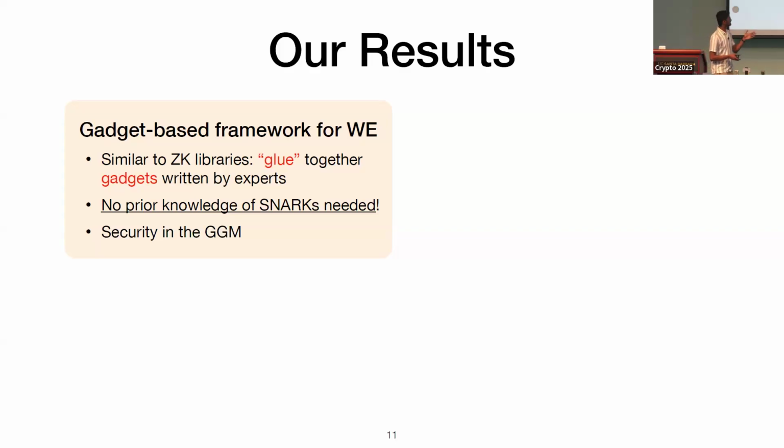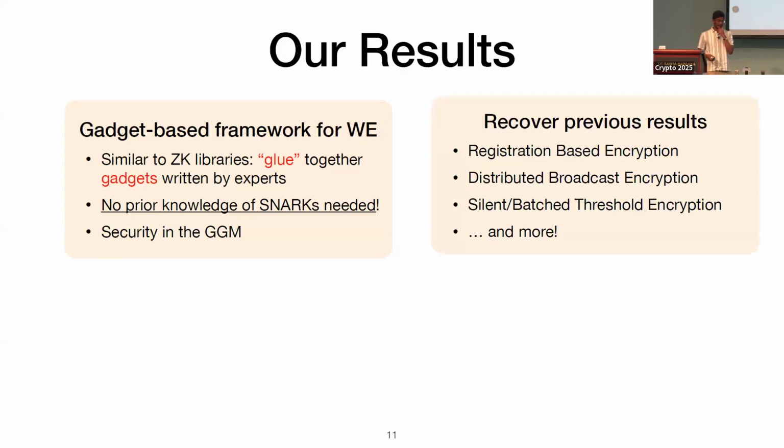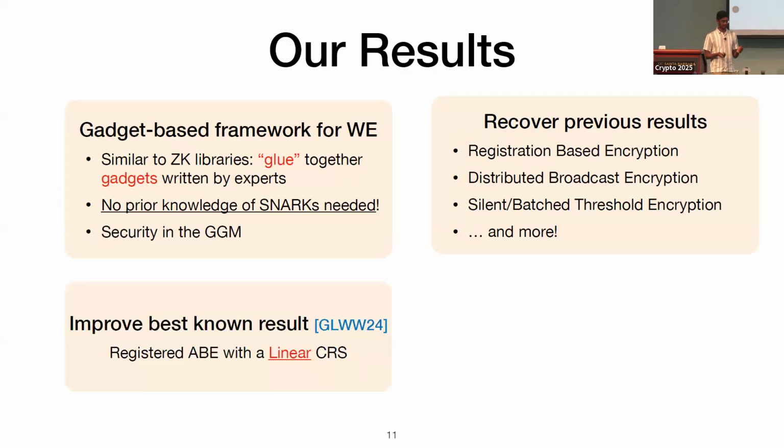And we prove security in the GGM. Why do we pick the GGM? It's the strongest assumption that you could make, which in turn allows the framework to capture the widest class of relations that you could build witness encryption for. We also show that our framework recovers essentially all known third generation witness encryption schemes. It's not going to be the exact scheme, but you'll get similar asymptotics.